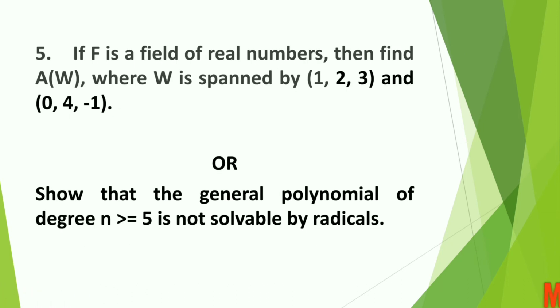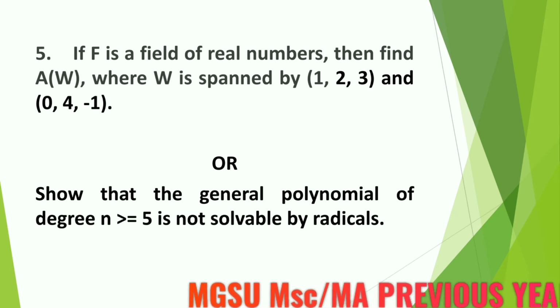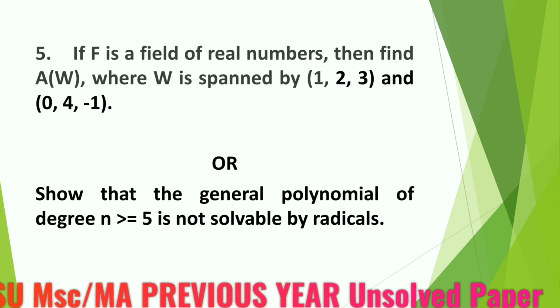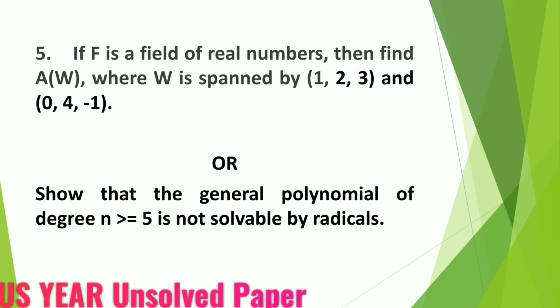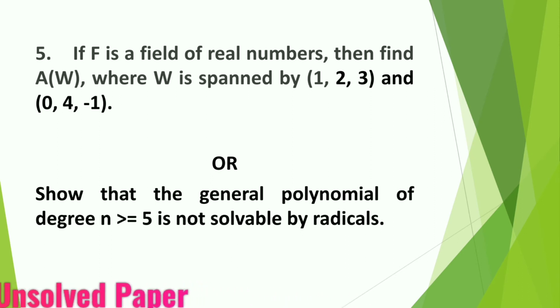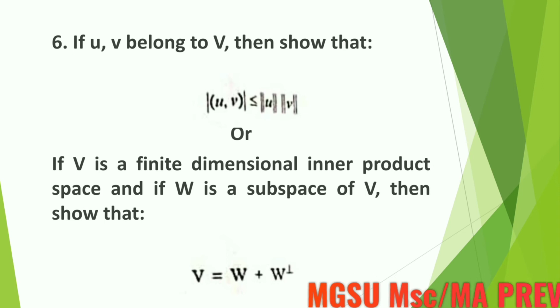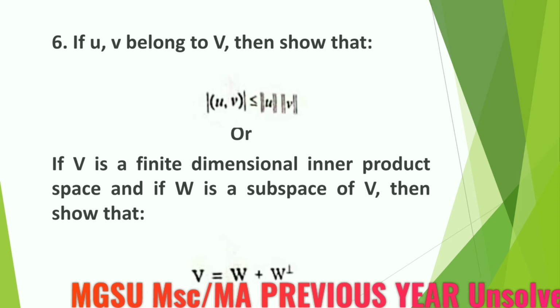Fifth question, if F is the field of real numbers, then find A(W), where W is spanned by (1, 2, 3) and (0, 4, minus 4). Or, we have to prove that the general polynomial of degree n greater than or equal to 5 is not solvable by radicals. Next, if u, v belong to V, then we have to prove this. You can see the questions and think about which will be better for you, then choose one and proceed to solve it.